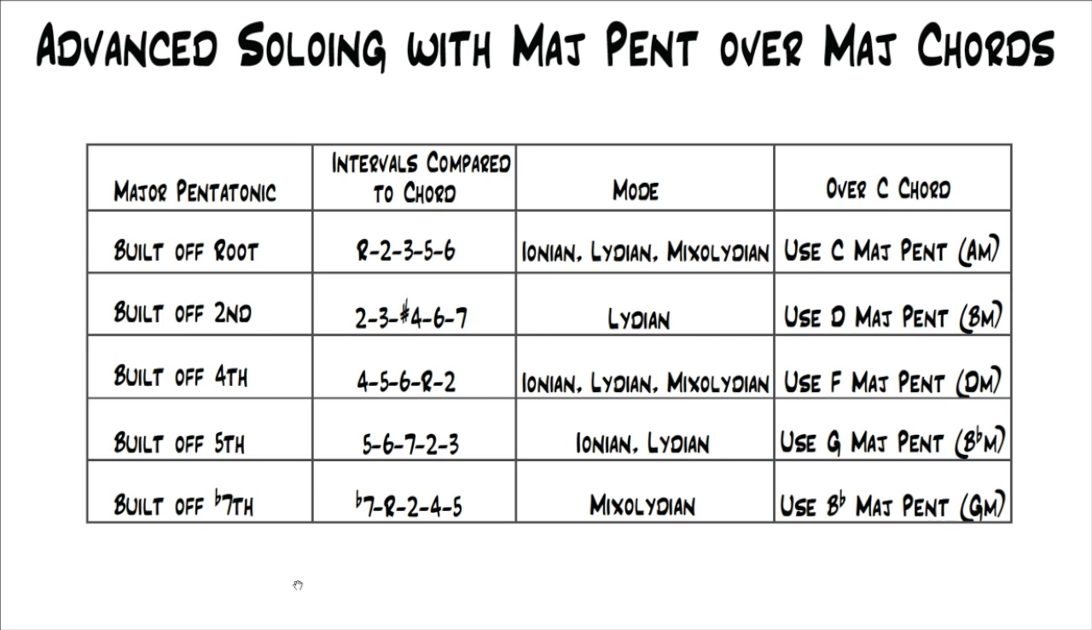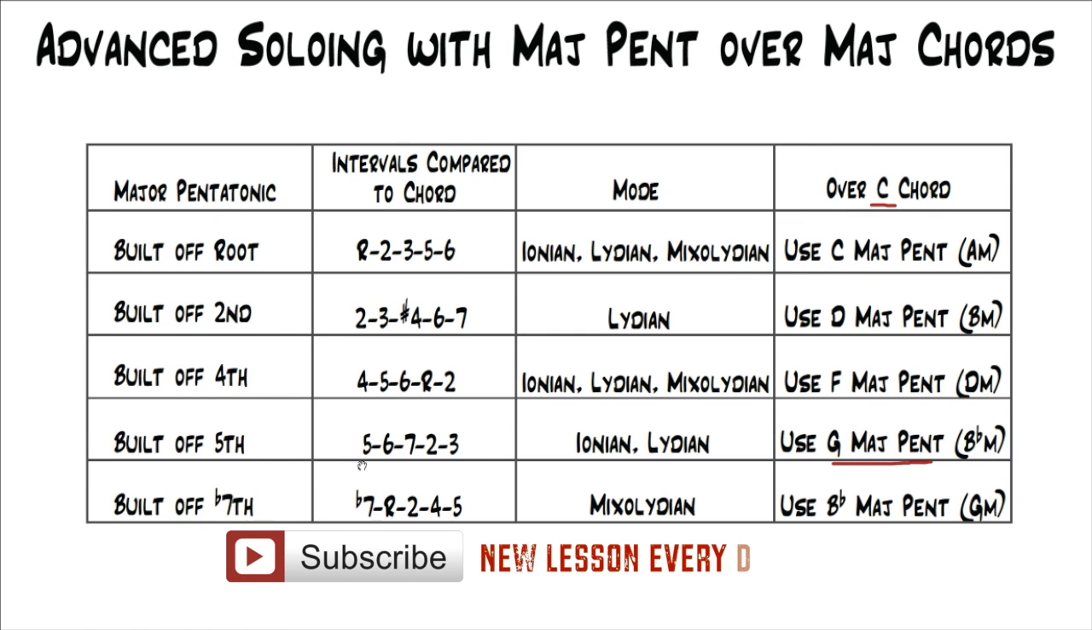Your next option is to use a major pentatonic built off the fourth. So the fourth note in the C major scale is F, so that would be the F major scale over the C major chord. That would give you the intervals of 4, 5, 6, root, 2. And again, that could only be Ionian or Mixolydian. It shouldn't say Lydian there. And that's because you have the perfect fourth and Lydian has a sharp 4. Or you could use a major pentatonic built off the fifth. So the C major scale, if we're talking about playing over a C major chord, the fifth note is G. So you'd use G major pentatonic. Those intervals compared to the C major chord will give you 5, 6, 7, 2, 3. That could either be Ionian or Lydian, so either the 1 chord or the 4 chord, and that's because of the major 7, and the 5 chord or Mixolydian has a flat 7.